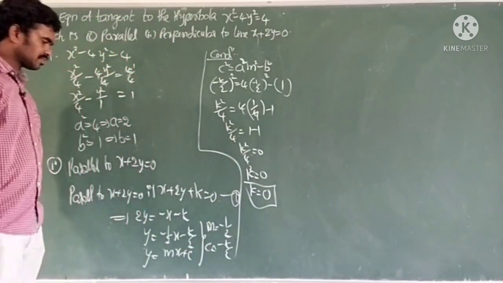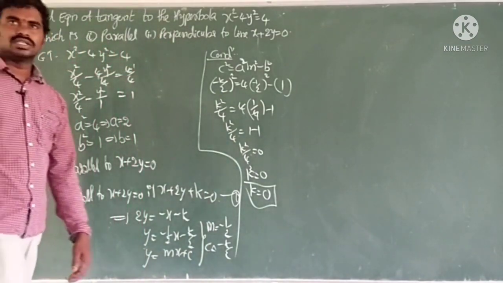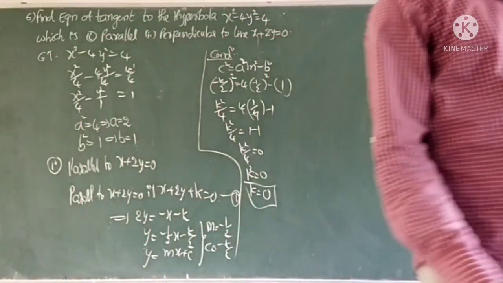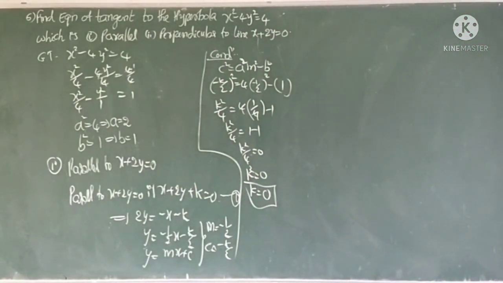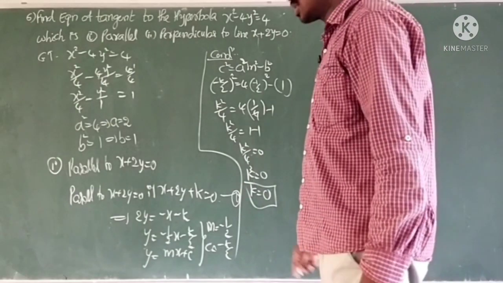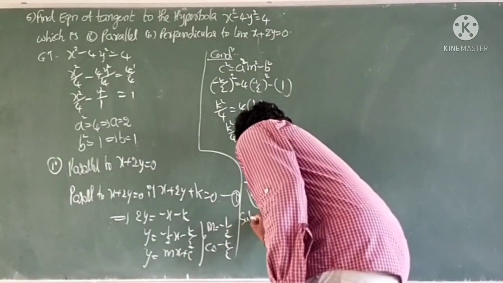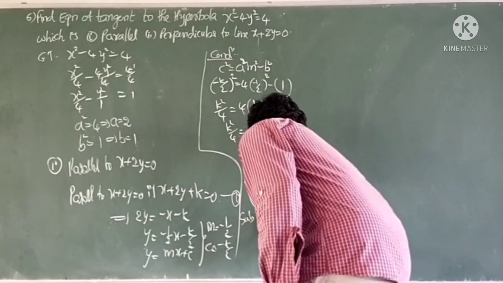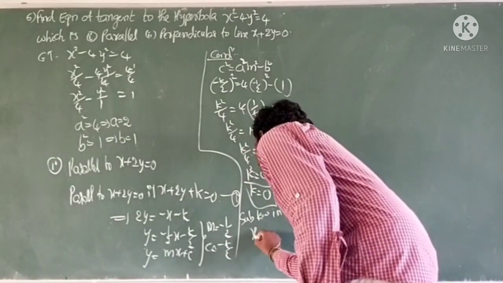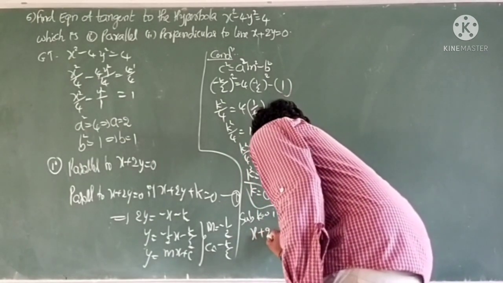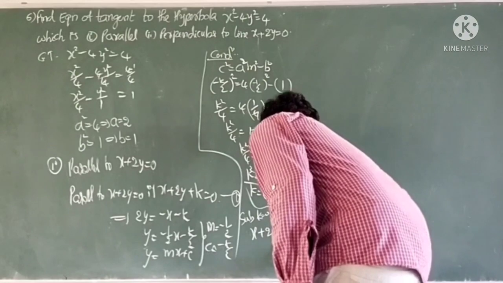Okay? Is it okay? Anything wrong? Okay, k equal to 0. Substitute in equation 1, we get the answer. Substitute k equal to 0 in equation 1. So our required equation is x plus 2y equal to 0, which is the answer.